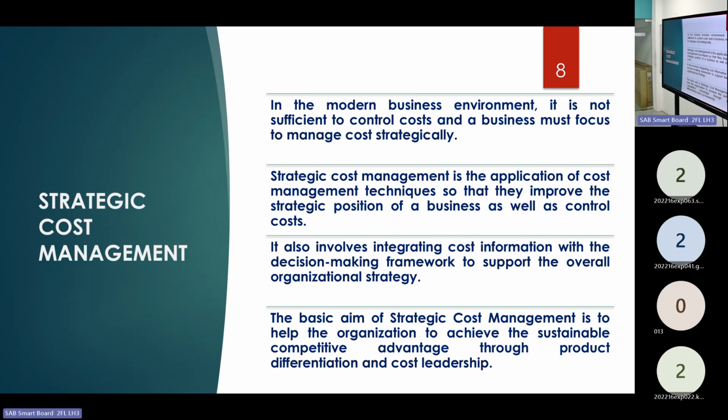A sustainable competitive advantage should not be easily copied by others. You should have some kind of technology or patent right or skill, right? Or tacit knowledge or something that will give that benefit over the long run. So strategic cost management helps the organization to achieve this sustainable competitive advantage.